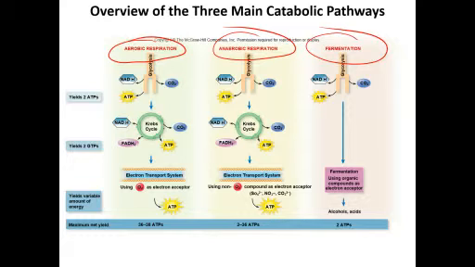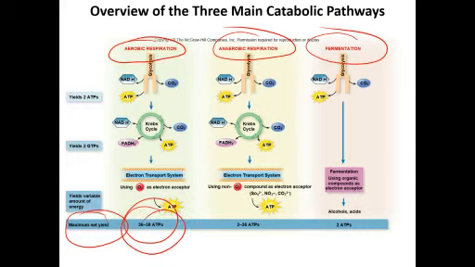But if you look here and look at the total yield of ATP, aerobic respiration by far produces the most energy, the most ATP molecules. Anaerobic respiration comes in second, and then fermentation comes in dead last, with only 2 ATPs produced.